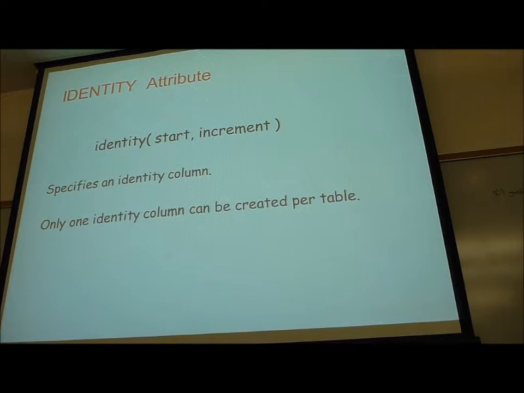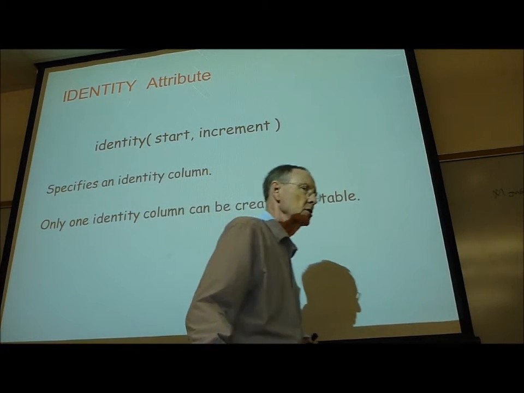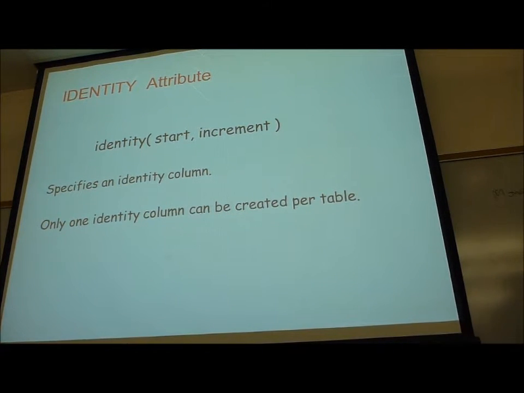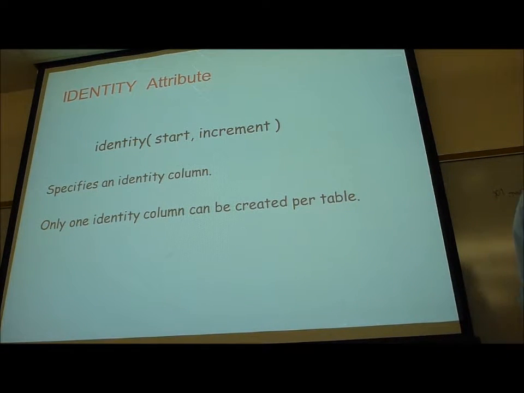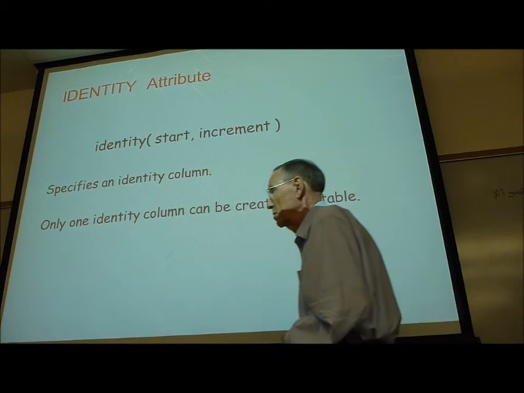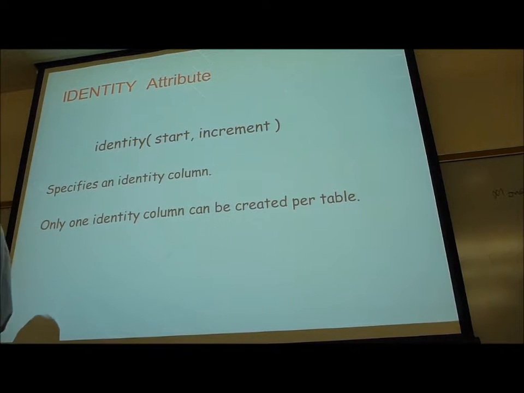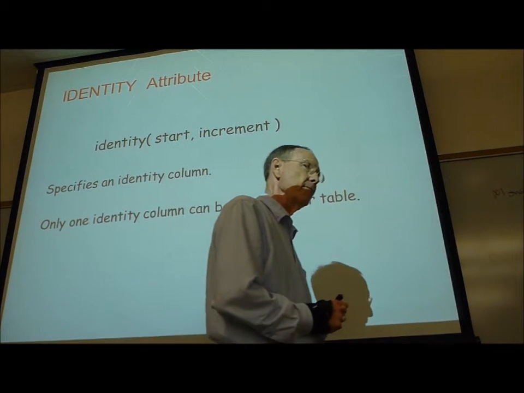All right, we have another thing called the identity attribute. What this is used for is generating a sequence of numbers that's going to uniquely identify each row that you insert into the table, sometimes referred to as a surrogate number. It's always going to be unique. It's going to be one identity column per table. You can have that, but you don't have to have it.